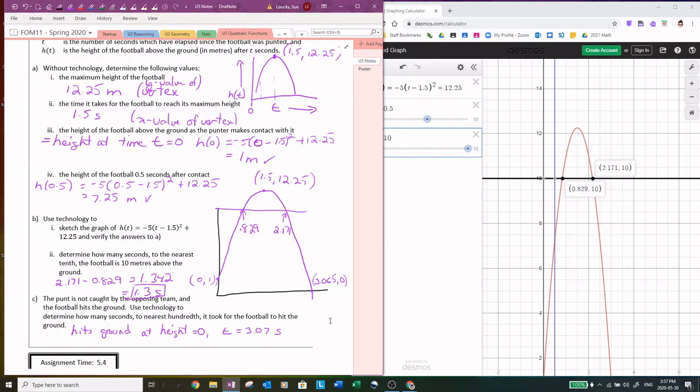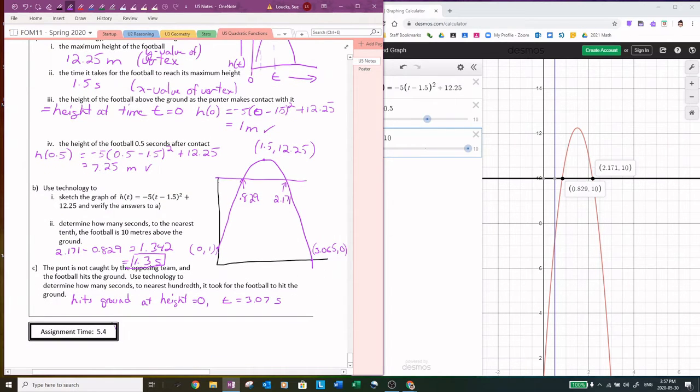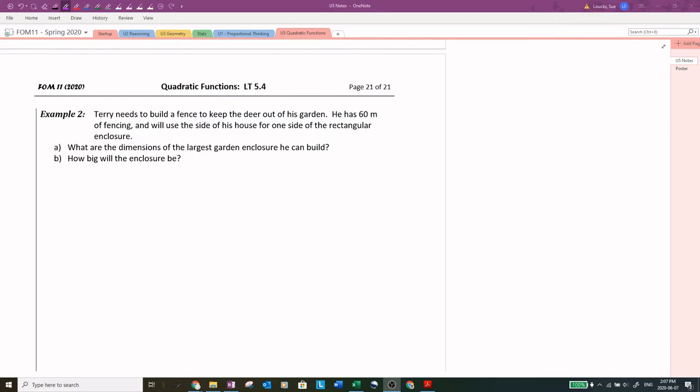All right. Oh no, sorry, there is one more example. Sorry, I added an example, so this assignment thing needs to go. All right, this is example 2. Terry needs to build a fence to keep the deer out of his garden. He has 60 meters of fencing and will use the side of his house for one side of the rectangular enclosure. So here's the side of his house, and he's going to build a rectangular garden fence of some sort.